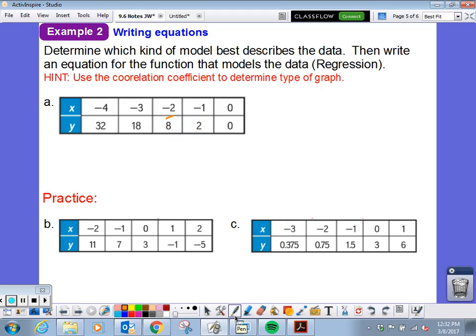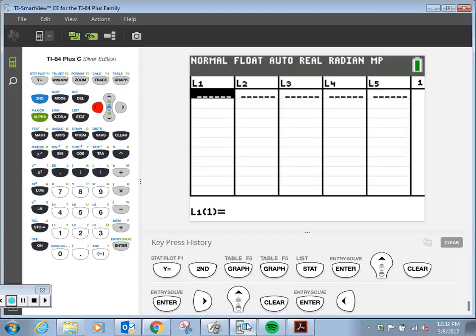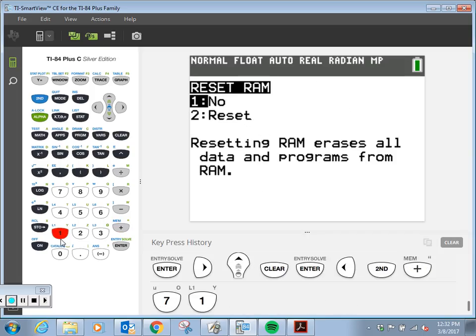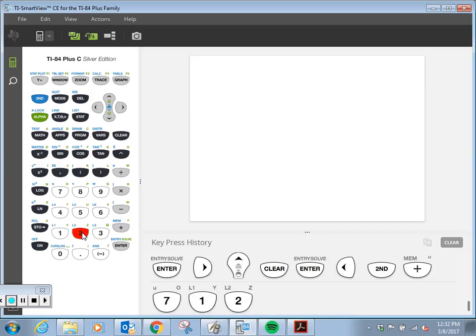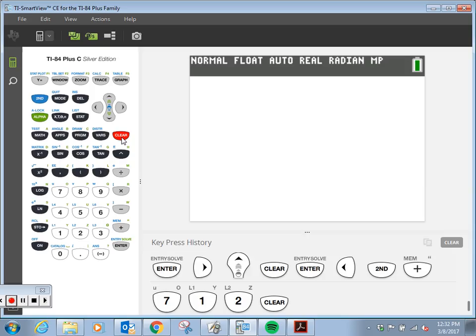Okay, so here is what you need to do. Go ahead and turn your calculator on, and I want you to reset it. That way everybody's starting out on a clean slate here. So you're going to do second plus 7, 1, 2. Again, you know you can pause this at any point if you need to get a calculator or whatever.